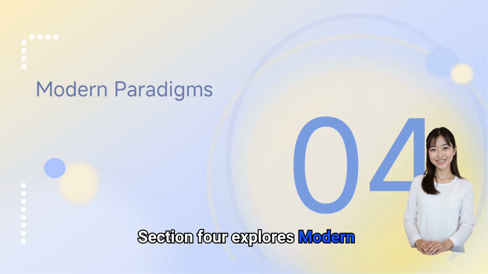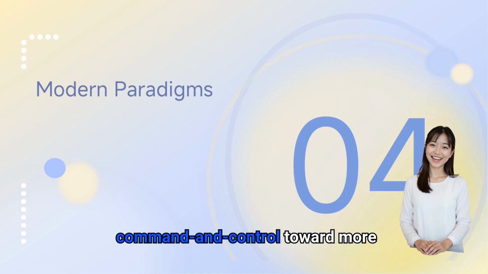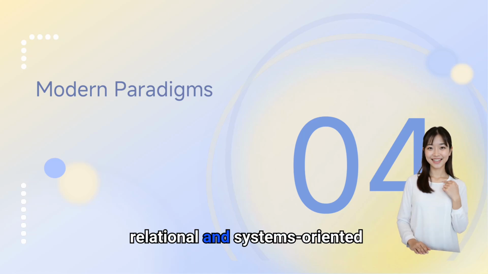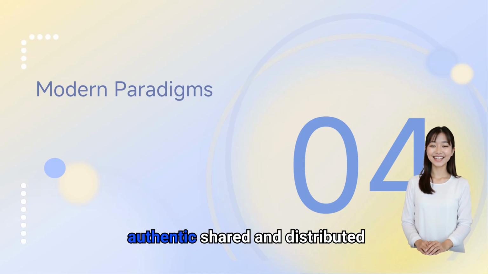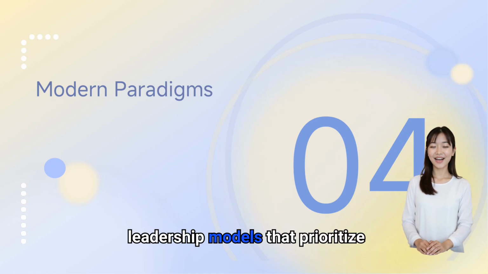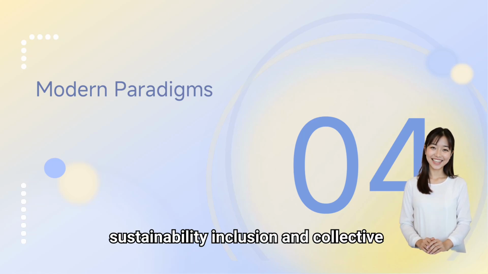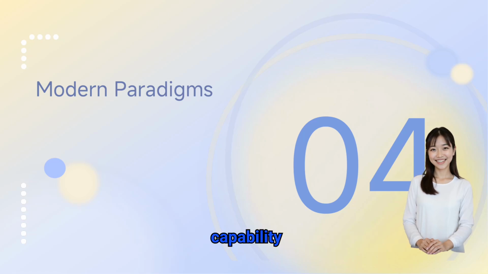Section 4 explores modern paradigms that move beyond command and control toward more relational and systems-oriented approaches. We'll examine servant, authentic, shared, and distributed leadership models that prioritize sustainability, inclusion, and collective capability.